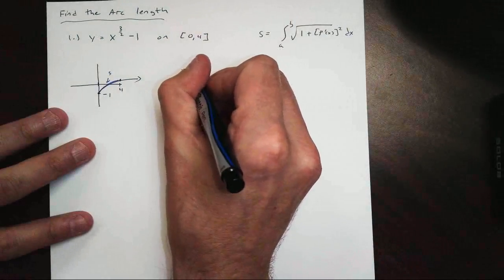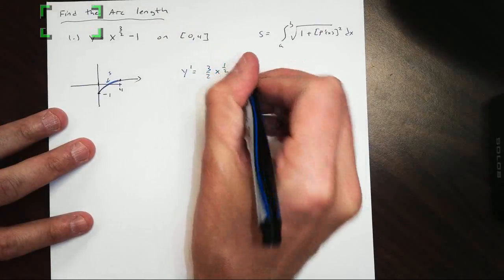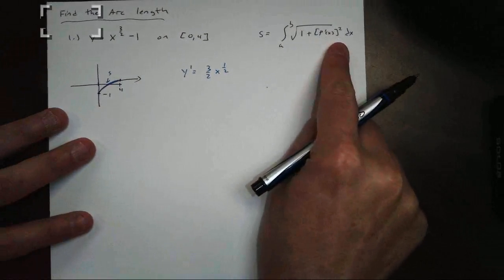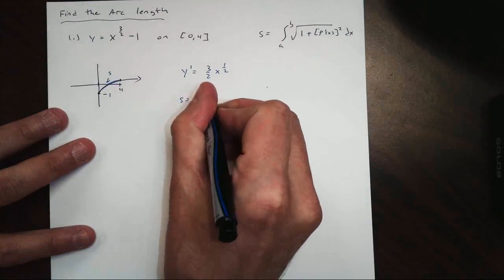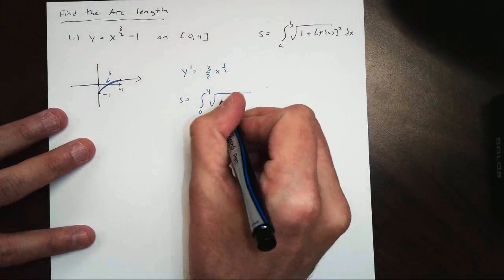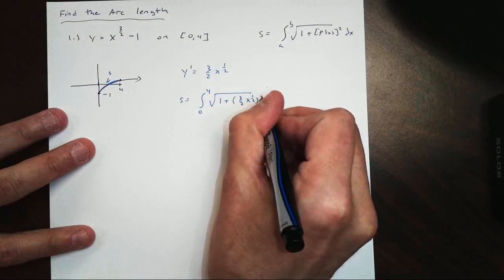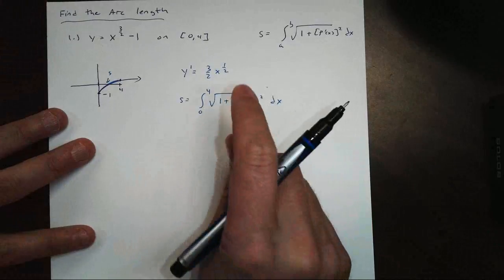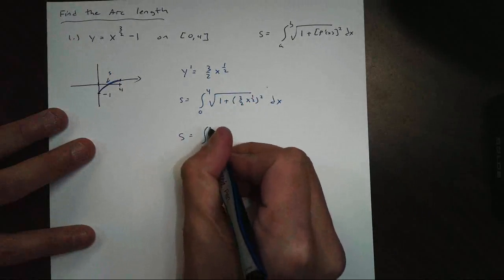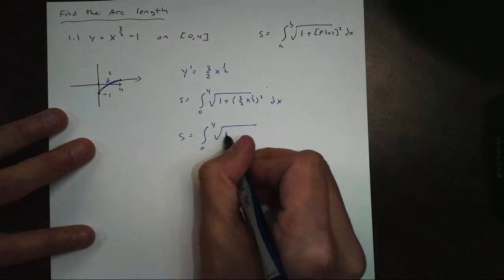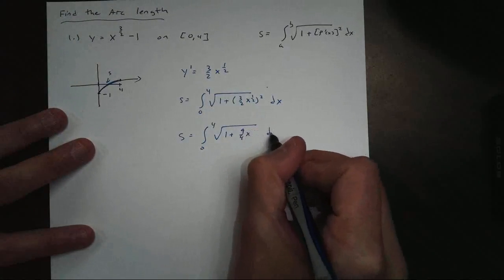So if I take the derivative, y prime, we get 3/2 x to the 1/2. And I just plug that into my formula here. S equals from 0 to 4, the square root of 1 plus 3/2 x to the 1/2 squared. Don't forget the dx. And I simplify this. S equals from 0 to 4, we get 1 plus 9/4 x dx.